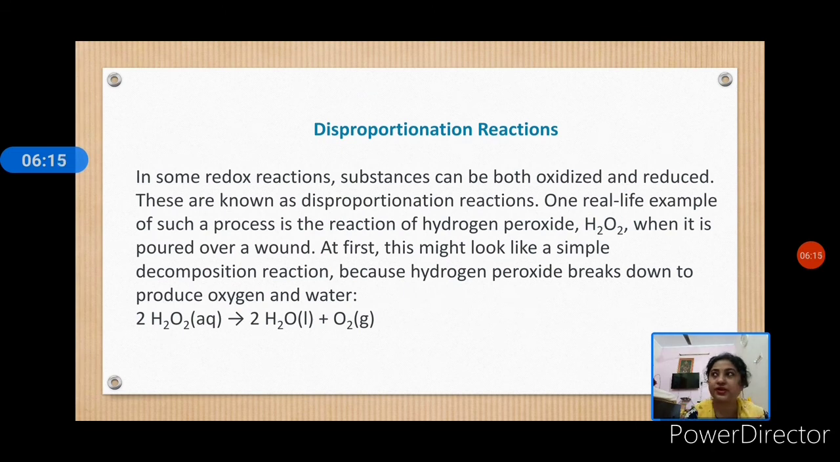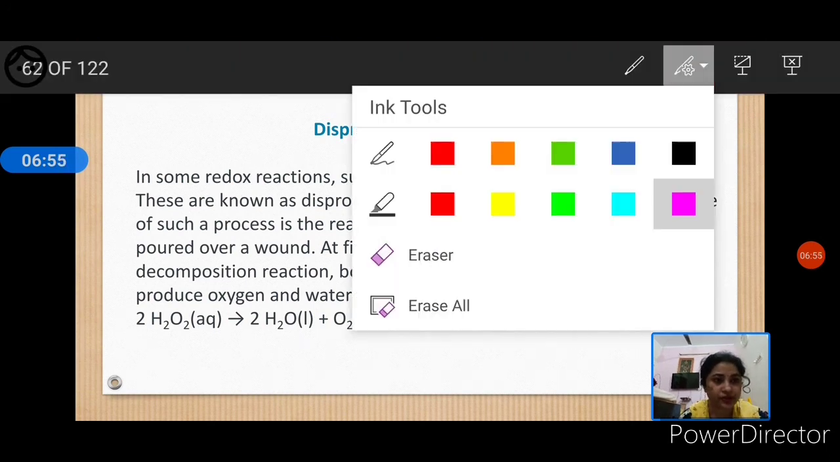Next is disproportionation reactions. In some of the redox reactions, substances can be both oxidized and reduced. The same compound will be oxidized as well as reduced. These types of reactions are known as disproportionation reactions. One real life example of such a process is the reaction of hydrogen peroxide. When it is poured over a wound, at first, this might look like a simple decomposition reaction because hydrogen peroxide breaks down to produce oxygen and water. You can see the equation here.